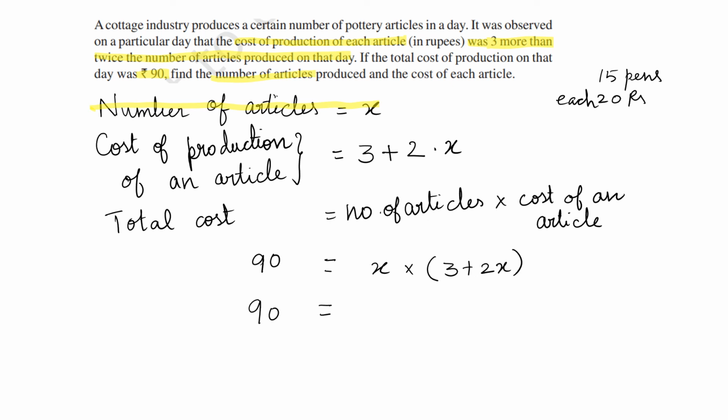3 into x is 3x, then x into 2x will be plus 2x², right? So this 90, if it goes that side, you will get 2x² + 3x − 90 equal to 0. This is your quadratic equation. You should solve it to find the answer.